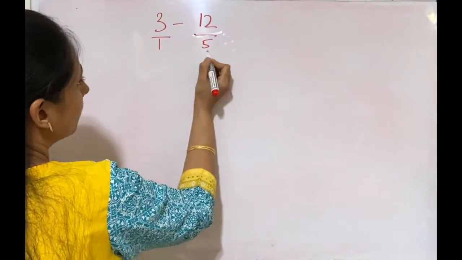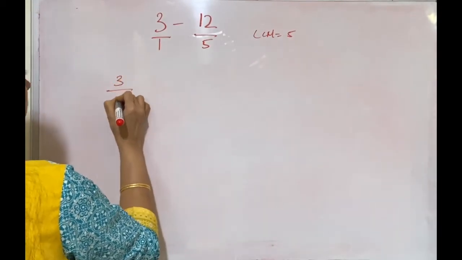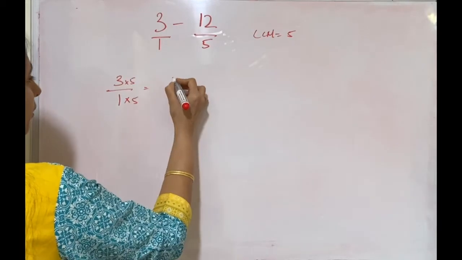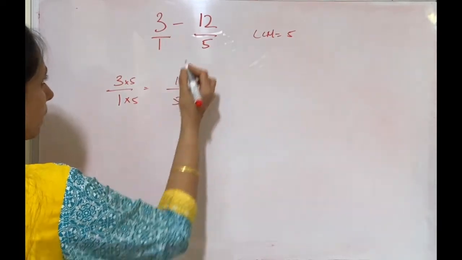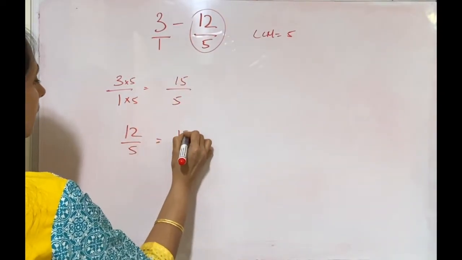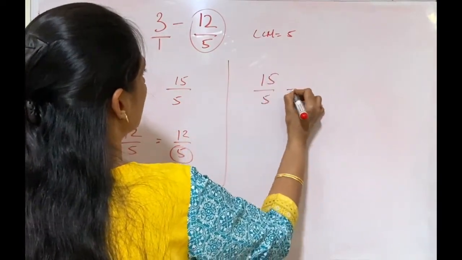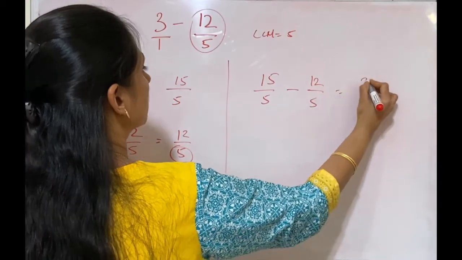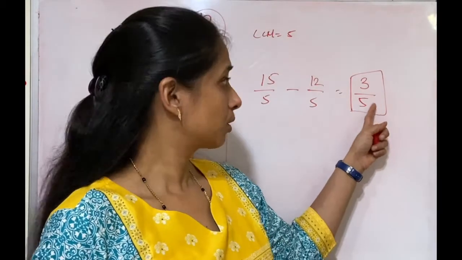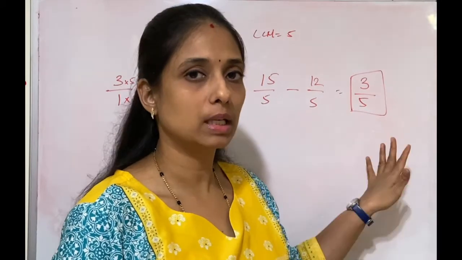Okay, so what is the LCM of 1 and 5? LCM is 5. So what should you do? 3 by 1, you will convert it into denominator 5, so 15 by 5. This will be as it is. Why? Because it already has the denominator 5, right? So what should we do? 15 by 5 minus 12 by 5, that is nothing but 3 by 5. This is your answer. Is this an improper fraction? Should I convert it into a mixed fraction? No, this is a proper fraction, so I will leave it like this, right?